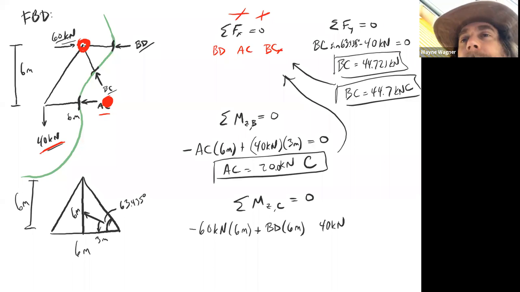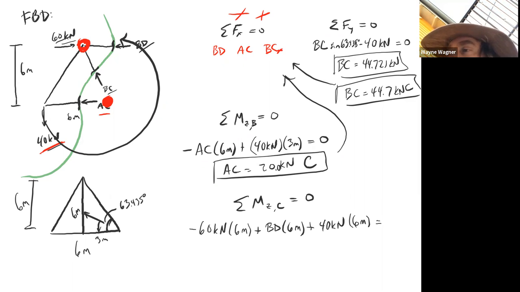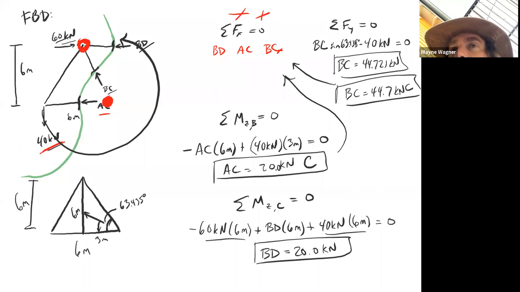Okay, and this one also has that 6 meter, and that one is causing things to spin counterclockwise, so we'll call that plus, equals 0. So then we just got to solve that. This is negative 360, that's positive 240, so it adds up to negative 120. Brought to the other side, divided by 6, BD equals 20 kilonewtons. Okay, and again, we chose the right sign.